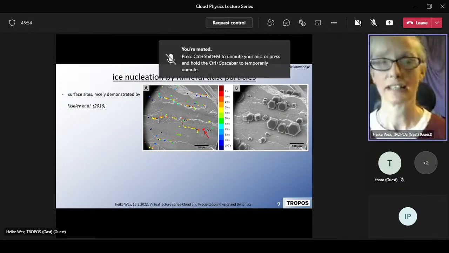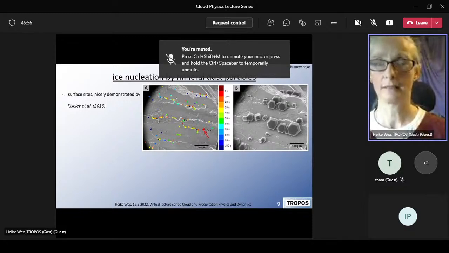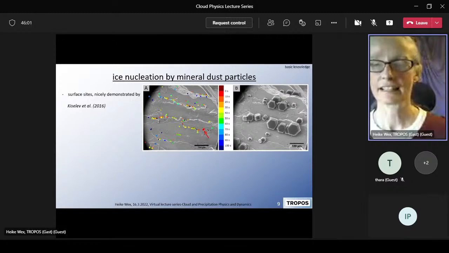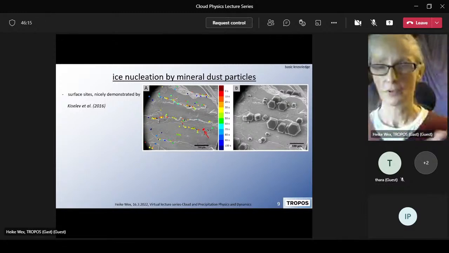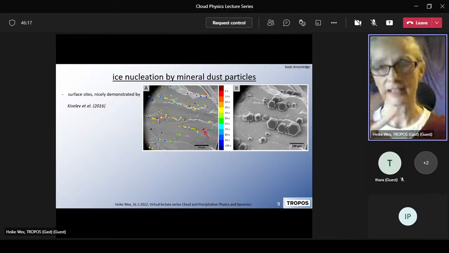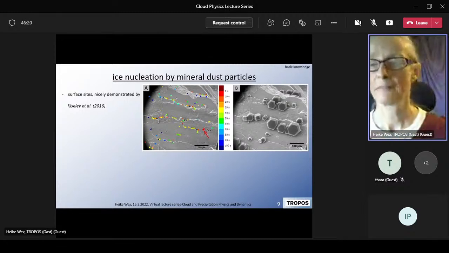Basic knowledge about INP. That now tells you a bit about INP in general. And the first thing is mineral dust particles are known to provide ice nucleating particles in the atmosphere. And that picture here is from a lab study by Kiselyev et al. What they did, they took a slab of potassium feldspar, put that in an electron microscope where they could also enter a little bit of water vapor and cool the slab. And on the right-hand side, you see ice crystals growing on certain locations on that potassium feldspar.